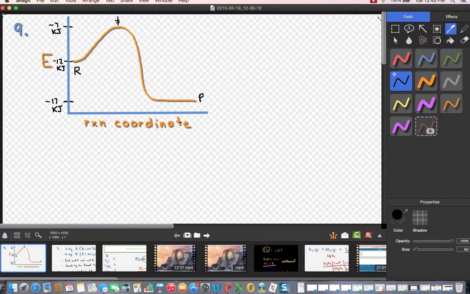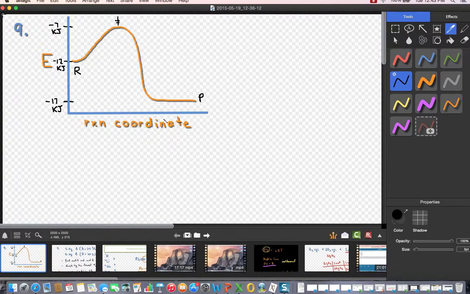All right, so question number 9, we're given a potential energy diagram that is labeled for you. So we have the energy of the reactants is at minus 12 kJ. Energy of the products is minus 17 kJ. The energy of the transition state is minus 7 kJ. And we are asked, what is the activation energy for the reaction, for the forward reaction?